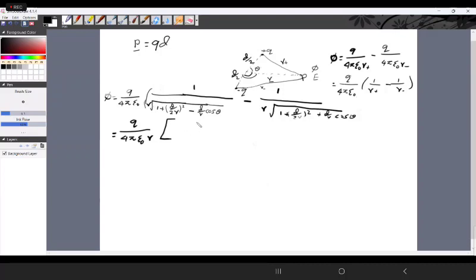Okay, I hope that you can write down here. So 1 over root of 1 plus d over 2r all squared minus d over r cos theta, and also minus 1 over root of 1 plus d over 2r all squared plus d over r cos theta. Okay.